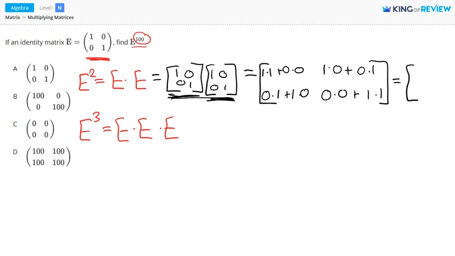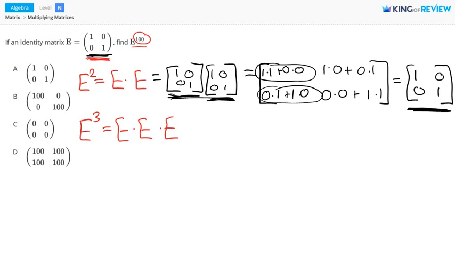Now let's work this math out. The first entry here will give us a 1. The next entry gives us 0. Moving over to the second column, we get 0 and then 1. So what do you notice about the product of these two matrices? This is E, the original matrix. So when we multiplied E by itself, we got E again.